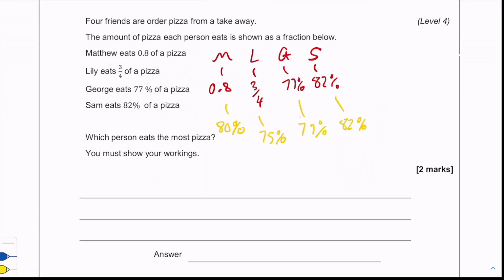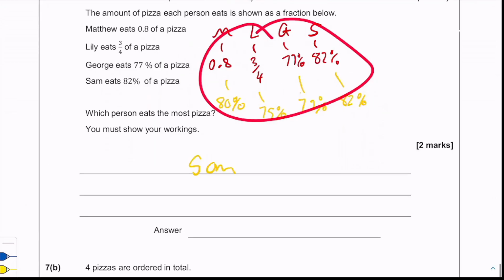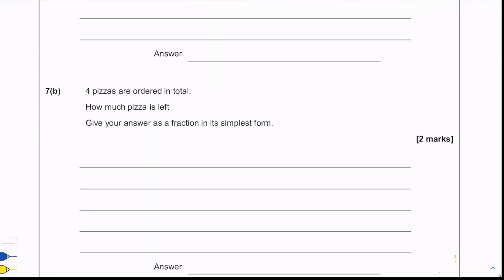Right, so who eats the most? Well, it's 82%, that's the biggest one. So it's S for Sam. So Sam eats the most. And, I mean, we've shown our working out up here, so that's fine. Okay, let's do part B.